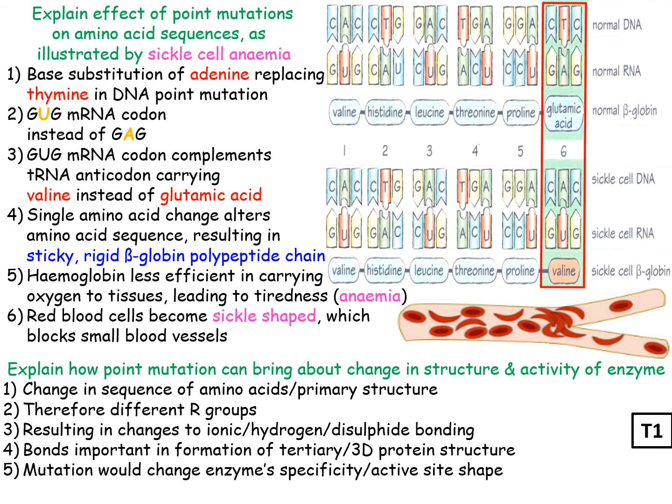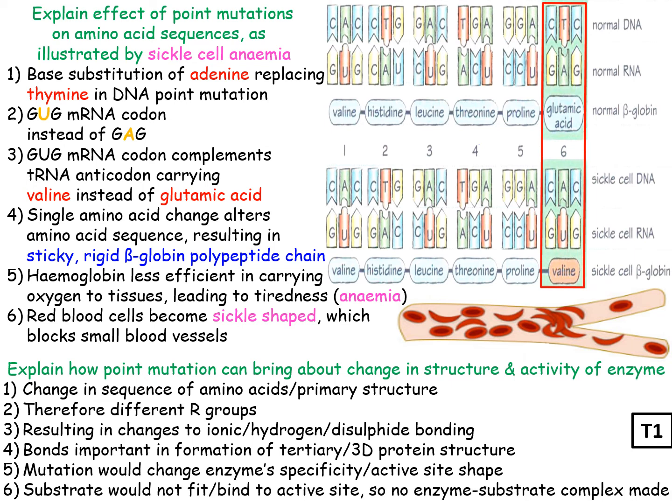So therefore, a point mutation could result in a change in the enzyme's active site shape, in other words, how specific that enzyme is in its function. And the substrate will no longer bind to the active site, and so you can't have any more enzyme-substrate complexes being made. And that's something we're going to discuss in our next topic on enzymes.